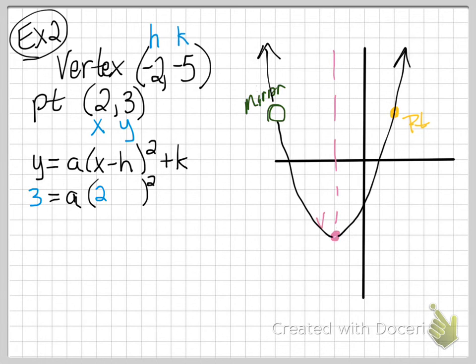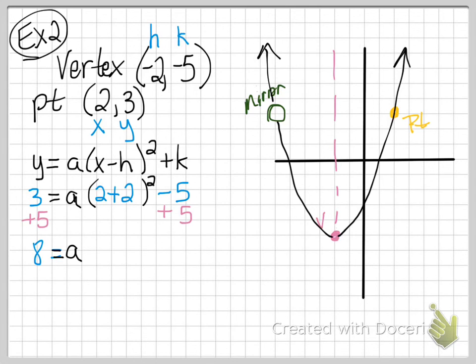X is 2. H is -2, so minus a -2 becomes +2. Got to watch the signs. And then K is -5. Craziness. Alright, but we can handle it. We're smart. We can do this. So let's move that 5. What are we going to do? It's subtracting. The opposite would be adding. Alright, so 3 plus 5 is 8. Cool beans. We got our 8.